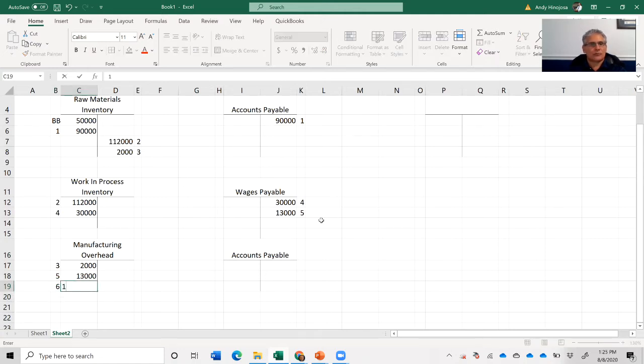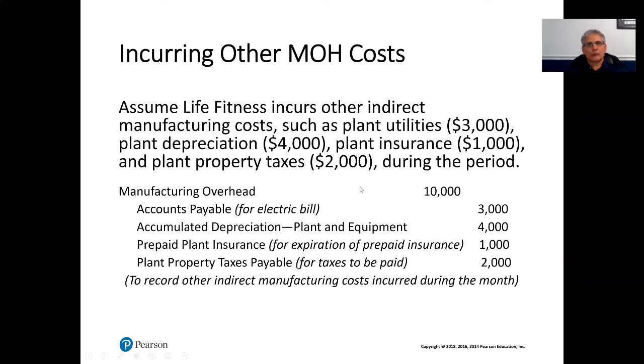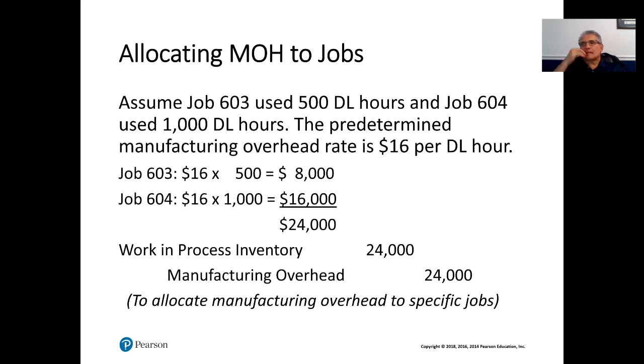$10,000 goes to manufacturing overhead, and $10,000 goes to accounts payable. And really, we know that it could be accounts payable, accumulated depreciation, all of these accounts. But to make it simpler, we just put it into accounts payable. Now, we've already gone through the process of understanding how we came up with the predetermined rate of $16. So that shouldn't be much of a discussion.